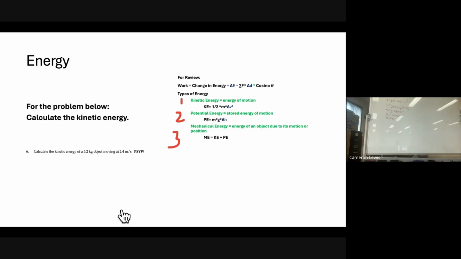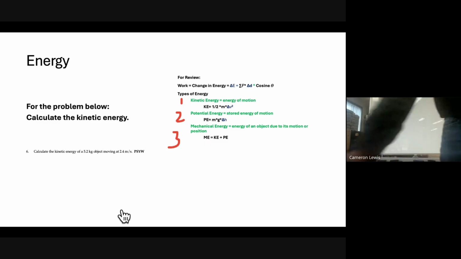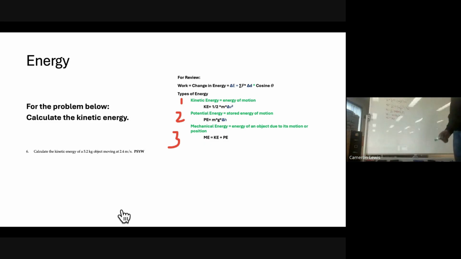So I wanted to do it, right? We're just calculating the kinetic energy, so it's just multiple steps. First thing, figure out which energy we're talking about. We're talking about kinetic energy, so we have to use the first equation. Kinetic energy, remember, is related to our motion, which means we need some type of velocity. So that's how we know we need this one.